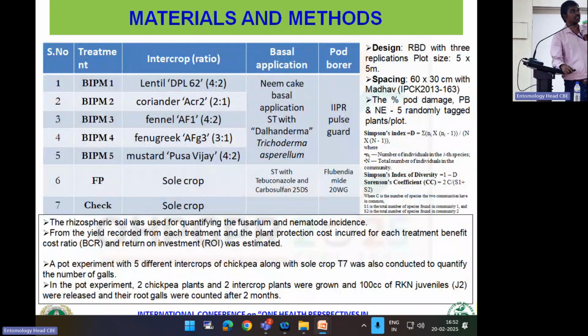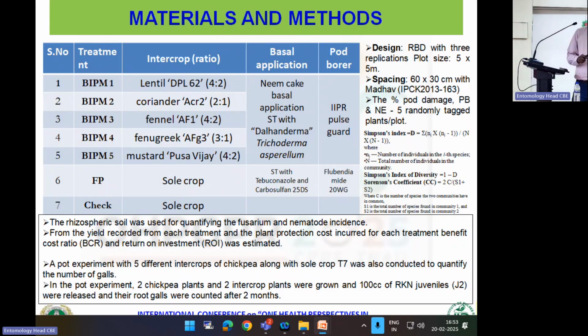modules. So totally 7 different treatments are there. Of these, 5 are biointensive IPM modules, the 6th treatment is the farmer's practice, and the 7th is the untreated control, that is the check. 6 and 7 are sole crops, and in the intercrops we took lentil in the first BIPM module, then coriander, fennel, fenugreek, and mustard. The ratio of the main crop to intercrop is given in brackets.